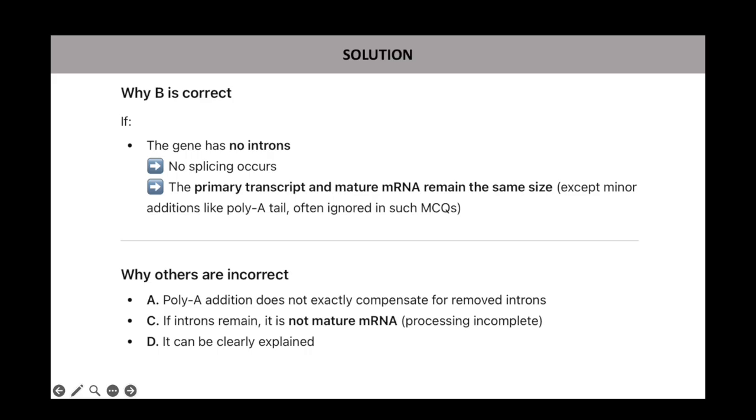So in this case, the size of our gene X, which is the primary transcript, and the mature mRNA will be same. Now, option C was: splicing does not occur in this gene, hence introns remain in both primary transcript and mature RNA.